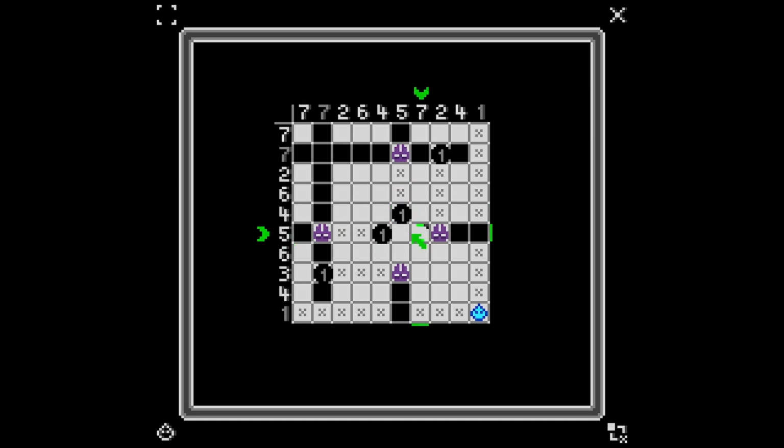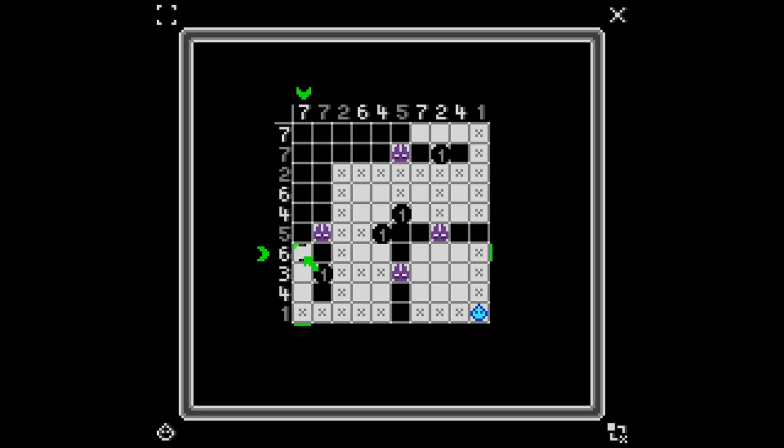Now we can fill in walls here and here. This can't be left empty, so it has to be all walls, and the same here. Now this column is gray, and this row is gray.